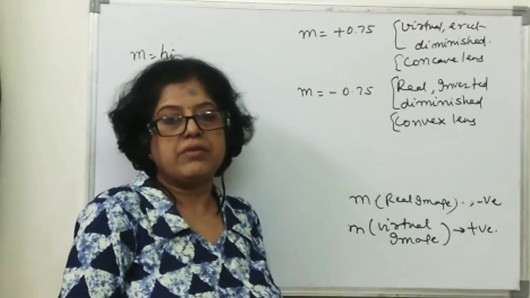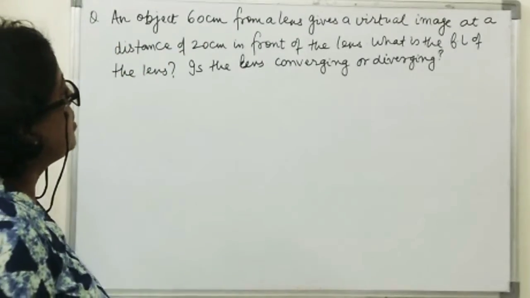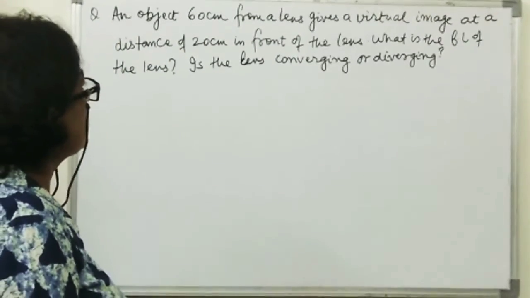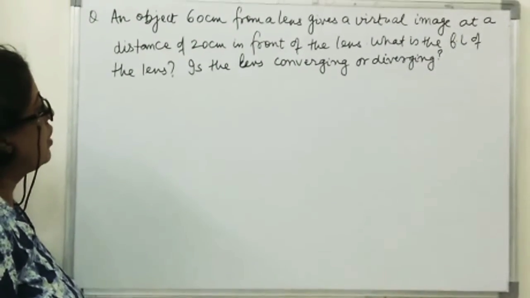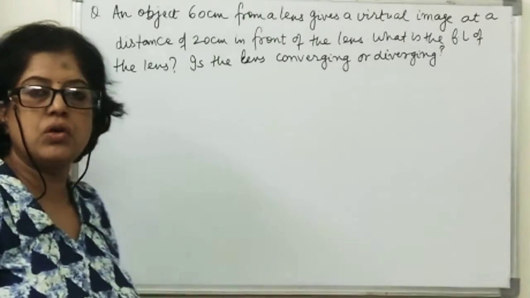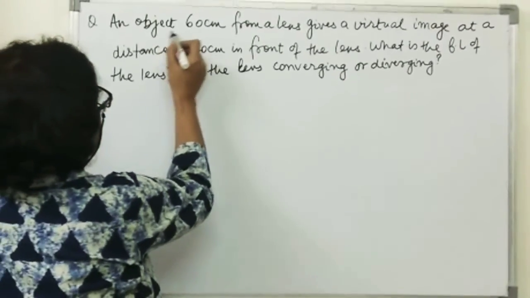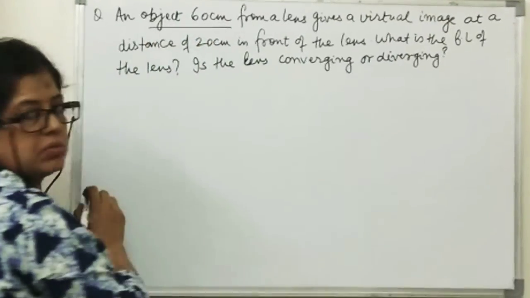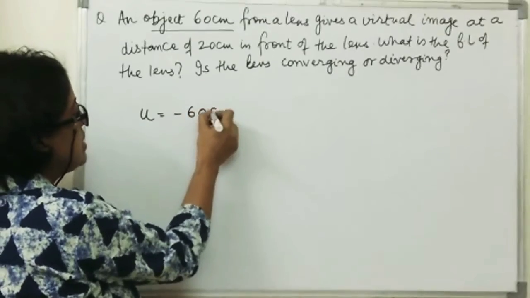Okay. So this question: an object 60 cm from a lens gives a virtual image at a distance of 20 cm in front of the lens. What is the focal length of the lens and is the lens converging or diverging? Now, first of all, what is given, that is to be written. We are given that the object is at 60 cm from the lens. That means we are given U and U will be minus 60 cm.